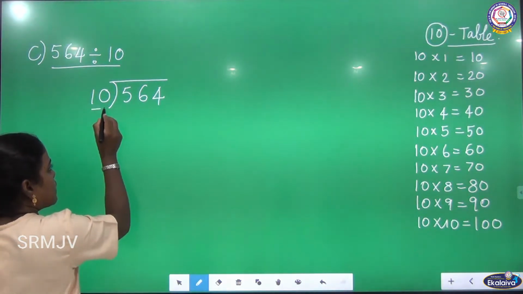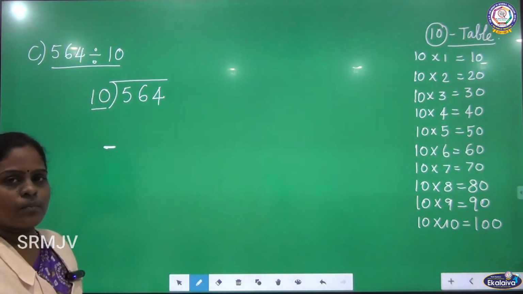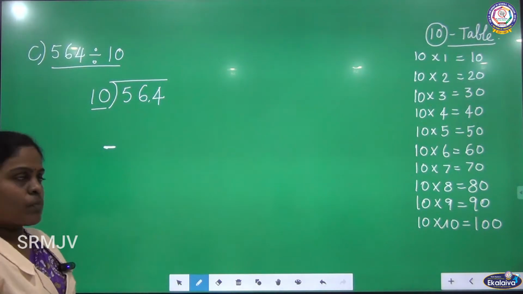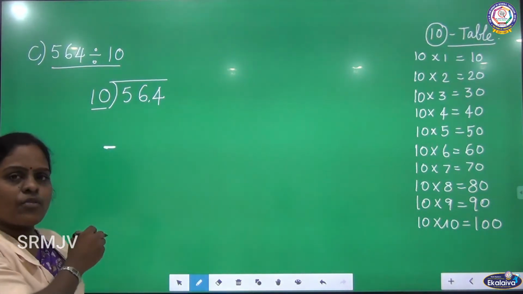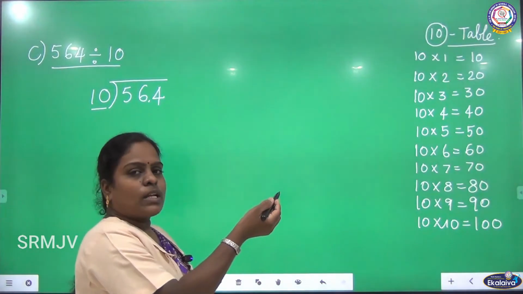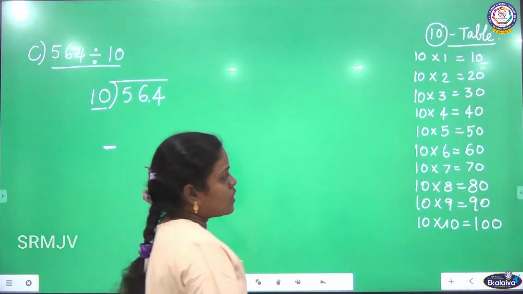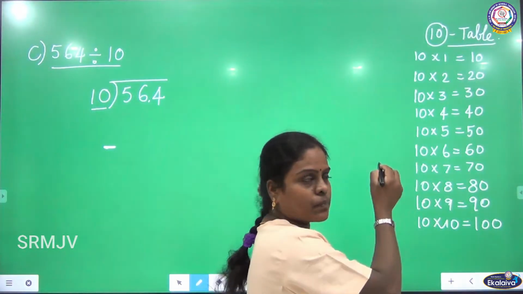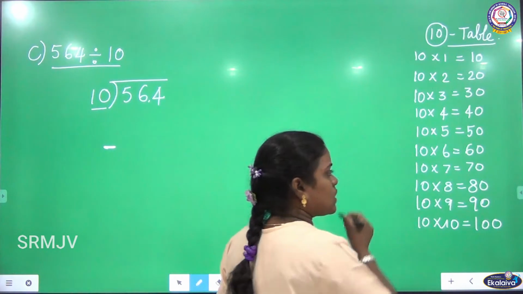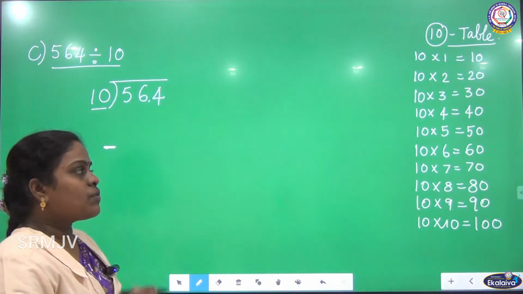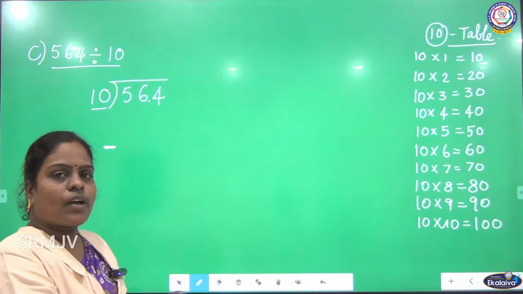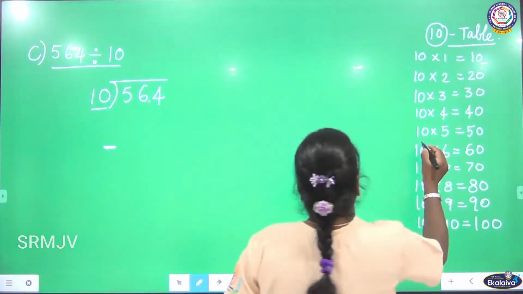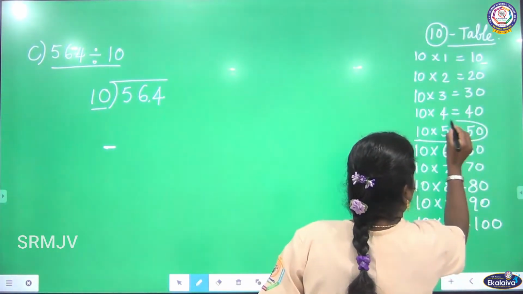Here the divisor is a 2-digit number. So we have to take only 2 digits in the dividend also. So now let us check whether we have 56 or below the number in 10th table. Yes, look at the table. 10 5s are 50. 10 6s are 60. So now tell me which one we have to choose, whether 10 5s are 50 or 10 6s are 60. Yes, we have to take the 5th time.